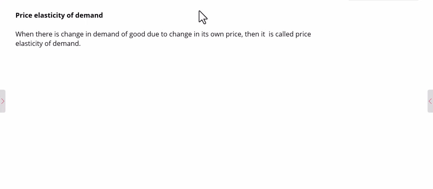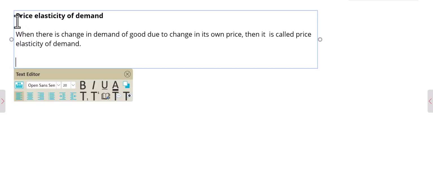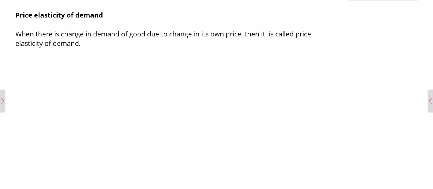In our today lecture, we are going to discuss what is meant by price elasticity of demand. Basically, price elasticity of demand means when there is a change in demand of a good due to a change in its own price, then it is called price elasticity of demand.